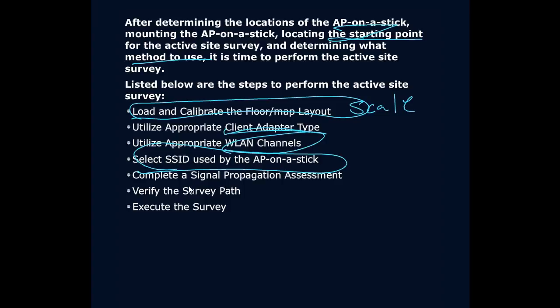Complete a signal propagation assessment. So what's our signal strength? The ranges of the AP on the stick. So here we were using SSID. Here we're going to use BSSID to test each AP's distance. How far is that signal being pushed for that basic service set ID for that AP on a stick? This allows us to understand the minimal signal strengths needed for the services we require.